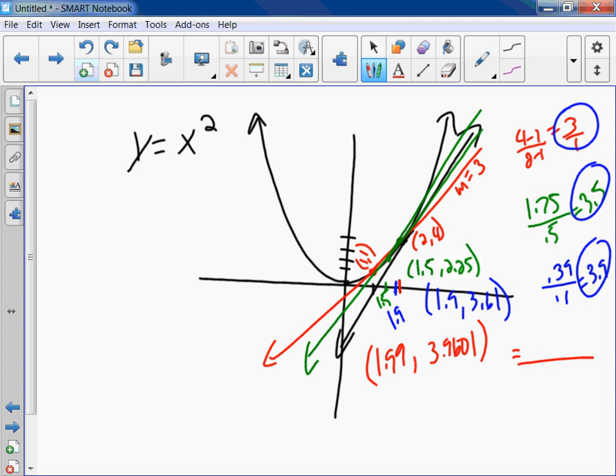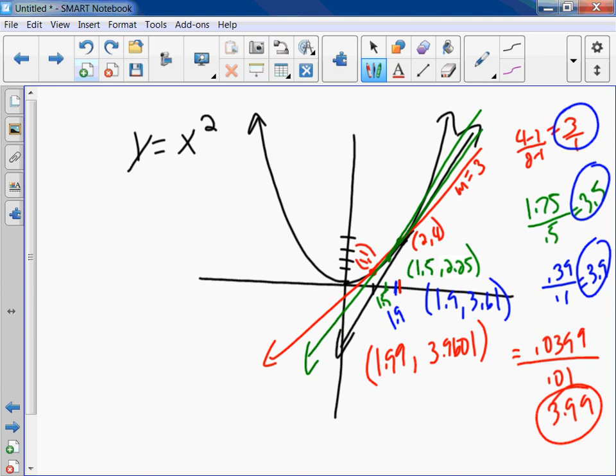0.0399 divided by 0.01, and we get 3.99. That's the slope. Now, what is the slope at the point (2, 4)? Probably 4. Okay, now we're still using algebra, but are we absolutely certain that that's the slope? No, we're still just guessing. That's all we're doing, is guessing. But this is what's called the tangent problem.